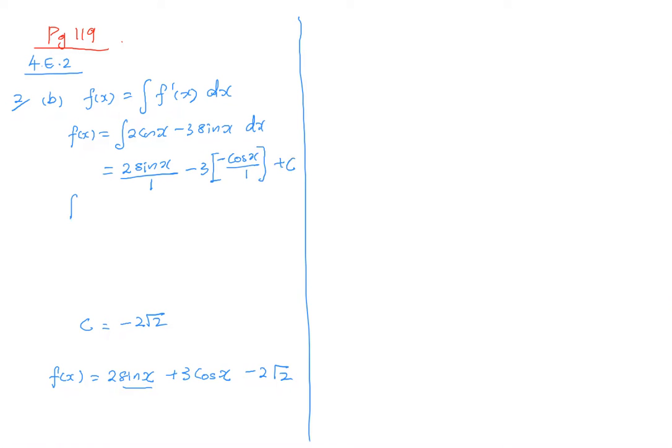So that's why your f(x) is 2 sin x, minus minus becomes plus 3 cos x plus c. So then the question says f(pi/4) is equal to 1 over root 2. So I put here 1 over root 2 equals 2 sin pi/4 plus 3 cos pi/4 plus c.